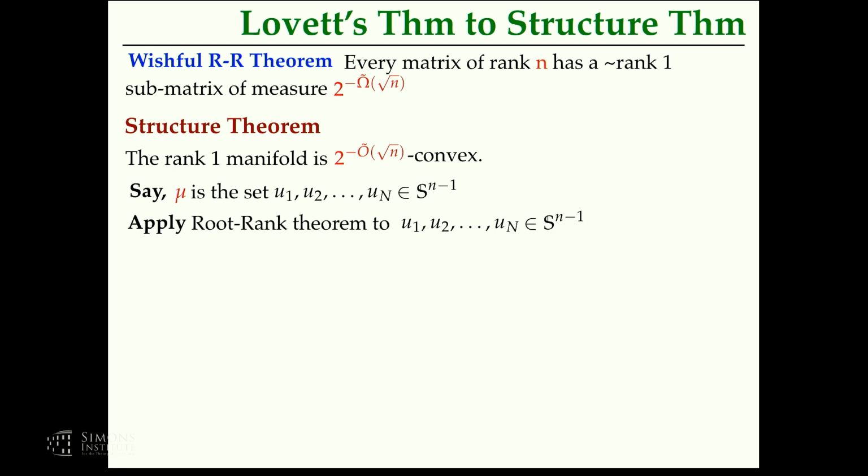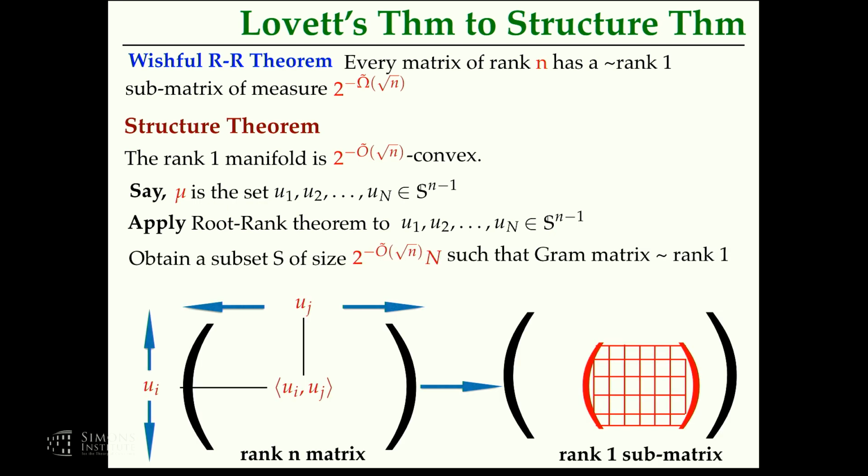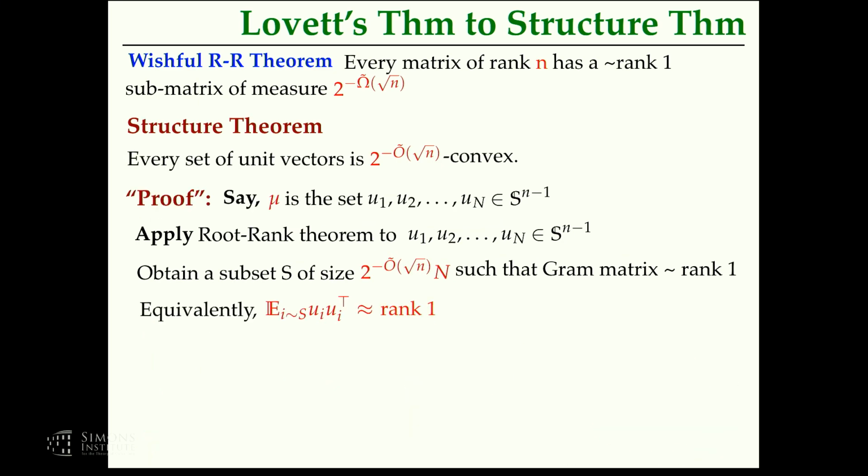Again, let's say mu is uniform over some u1, u2, up to u capital N. What I'm going to do is the following. I'll take the Gram matrix of these vectors, which is going to be a capital N by capital N matrix. I'll apply the root rank theorem. The root rank theorem gives me a submatrix defined by a subset of rows and columns, which is equivalent to choosing a subset of these vectors. So far you're with me? It gives me a subset S of these vectors of size 2 to the minus O of root n times capital N, such that when I restrict the Gram matrix to just this subset of vectors, it is approximately rank 1. Now all I'm using is that the Gram matrix and the associated covariance matrix have the same spectrum. So in particular, this also yields that the expectation restricted to S of u_i u_i transpose is close to rank 1. Great. So that's basically the proof.